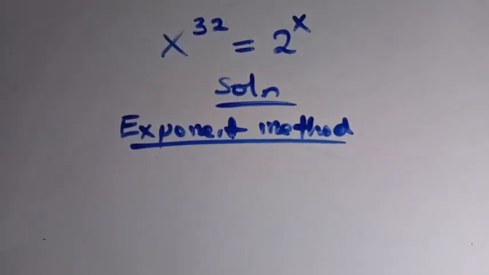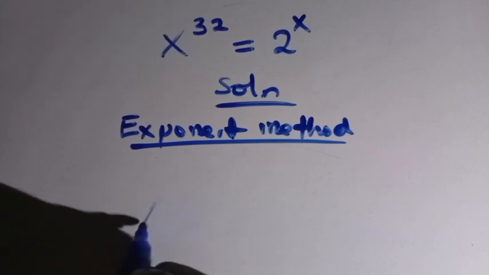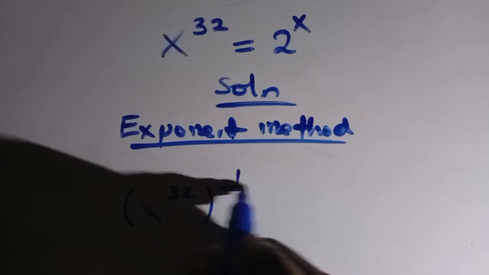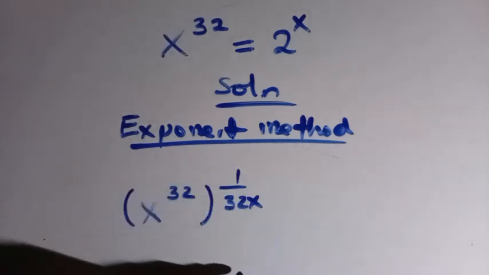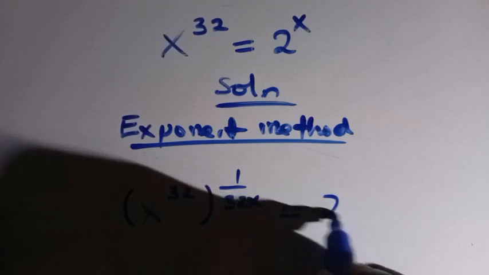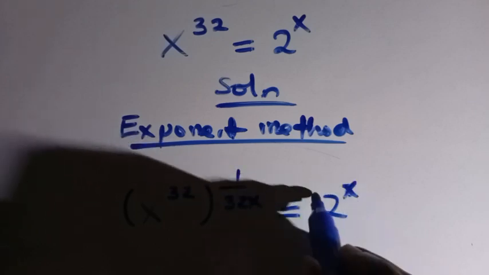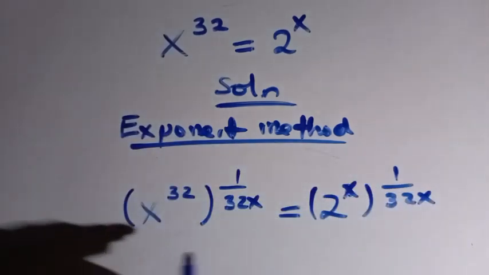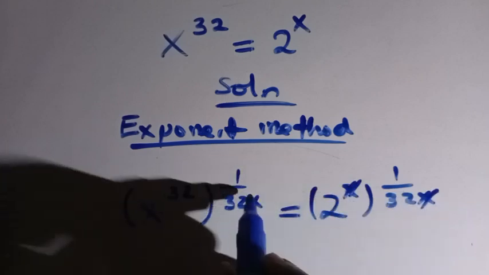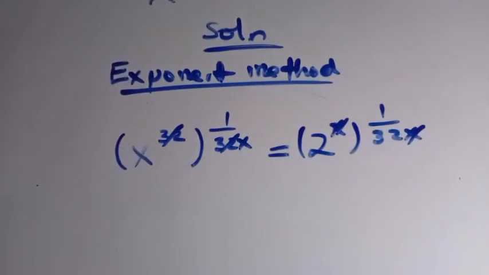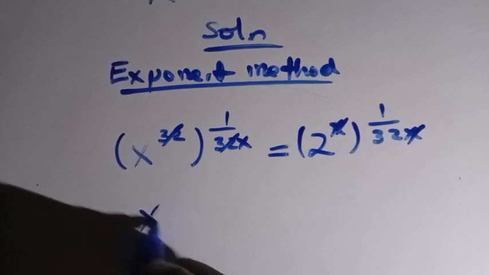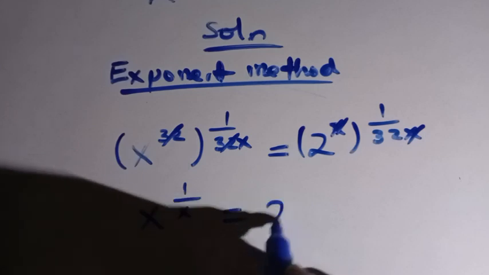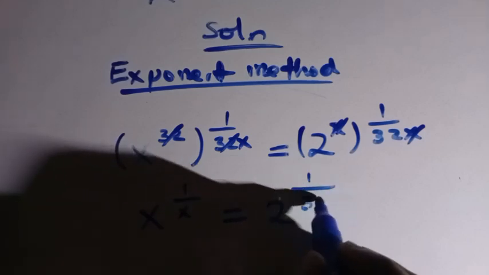Suppose I raise both sides of this equation to the power of 1 over 32x. We have x raised to the power of 32, raised to the power of 1 over 32x, which equals 2 raised to the power of x, raised to the power of 1 over 32x. We know that x cancels x and 32 cancels 32. After these cancellations, we have x raised to the power 1 over x equals 2 raised to the power of 1 over 32.